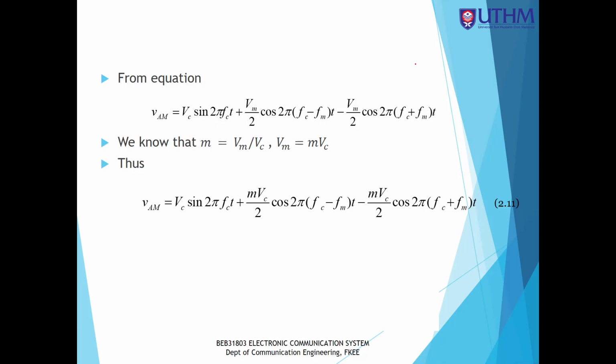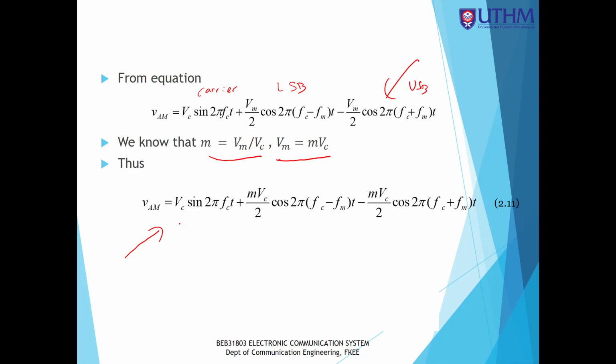This is what we have learned in the previous slide, that Vc sine 2 pi fct is the carrier, this is the LSB, this is the USB, upper sideband. From here we know that M is equal to Vm over Vc. So we can change Vm into MVc, and define the equation in terms of Vc and also the modulation index.